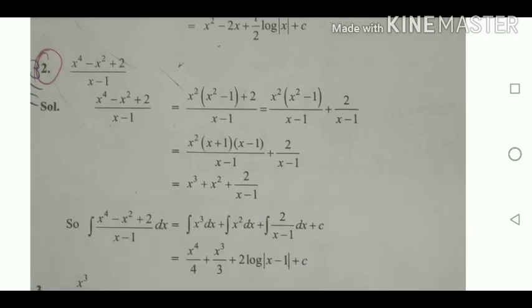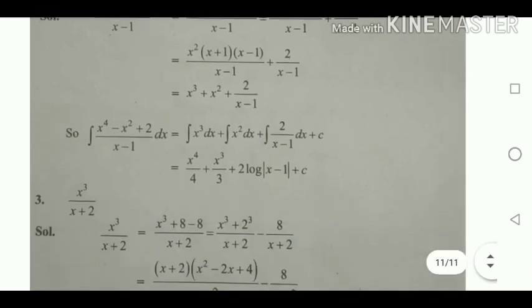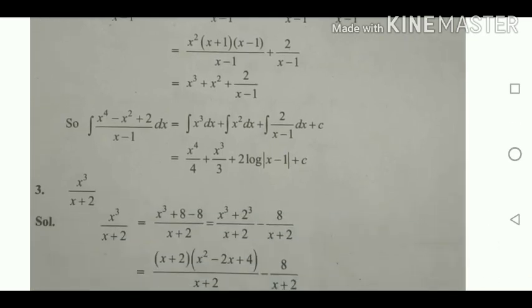The next question, (x power 4 minus x square plus 2) divided by (x minus 1). Here they are dividing by x minus 1. So x square is taken as common: x square into (x square minus 1) plus 2, divided by x minus 1. Here x square minus 1 means a square minus b square formula, (a plus b) into (a minus b). Therefore x square (x plus 1)(x minus 1) divided by (x minus 1) plus 2 divided by (x minus 1). X minus 1 is cancelled.